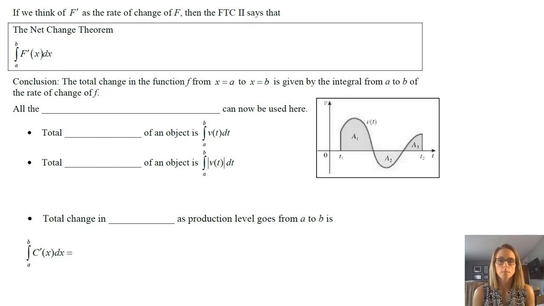So the second part of section 4.4 is the net change theorem. The idea here is very similar to a lot of things we've already been talking about. If we think of F prime as the rate of change of F, which is common, derivatives as rate of change, then the fundamental theorem of calculus part 2, which we talked about in the last section, tells us that this is simply going to be equal to F of b minus F of a.